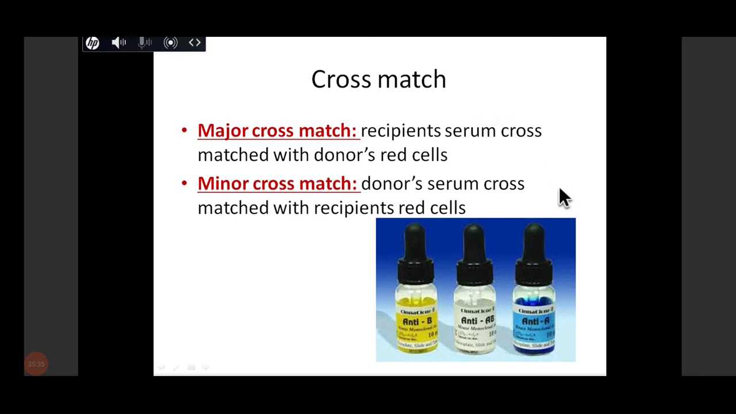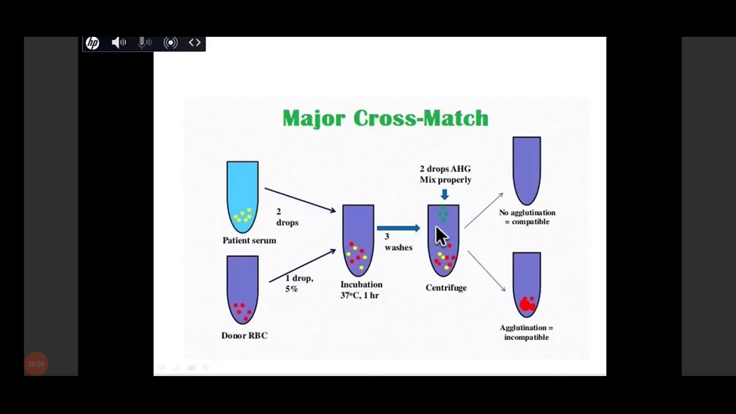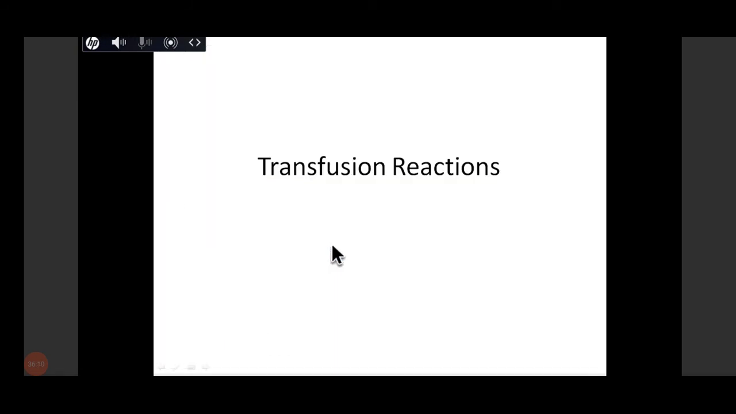Okay, cross match is what you do before transfusing to the patient. So you cross match a donor's blood group with the recipient. Cross match and blood grouping are different. Blood grouping is just what the person is having, as A, B, or O blood group. In cross match, you are matching the donor's and the recipient's blood group. This I'll not do because this is done later.